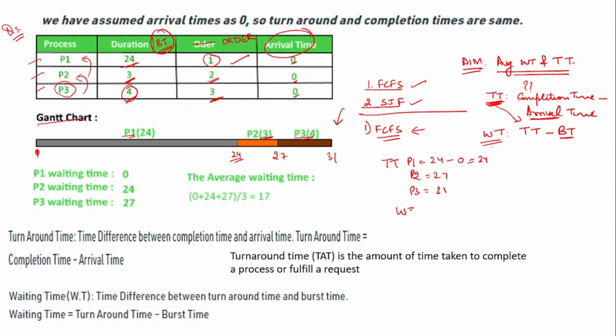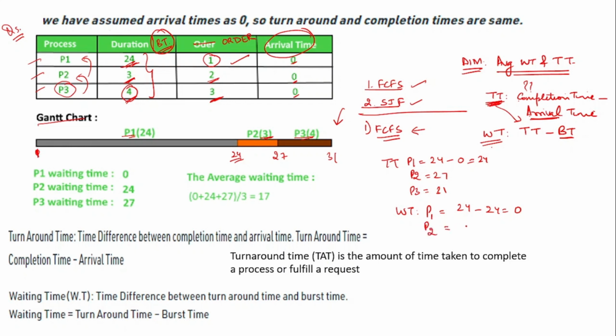Now the waiting time. The waiting time for P1 is turnaround time, that is 24, minus burst time, which is listed here, which is again 24. So that is 0, which means P1 is not waiting, which is true. P1 gets the CPU as soon as it is there.